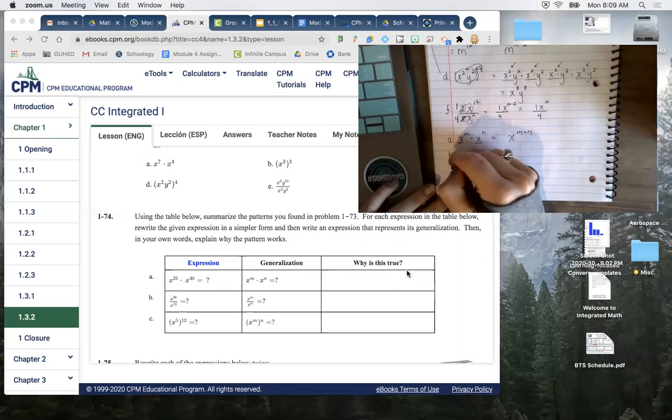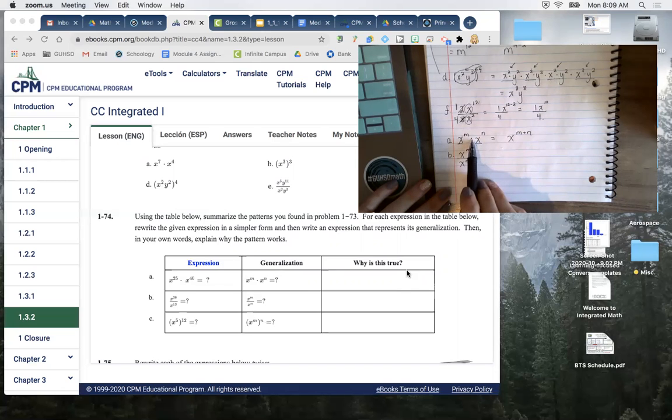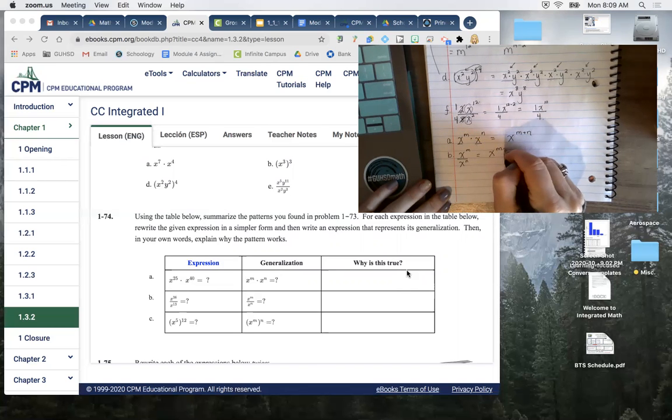Your second rule that we looked at, we had division. So here you were multiplying. So now we're going to have x to the m power divided by x to the n power. When bases are alike and you multiply, you add them. When bases are alike and you're dividing, you subtract them. So it's going to be x to the m minus n.